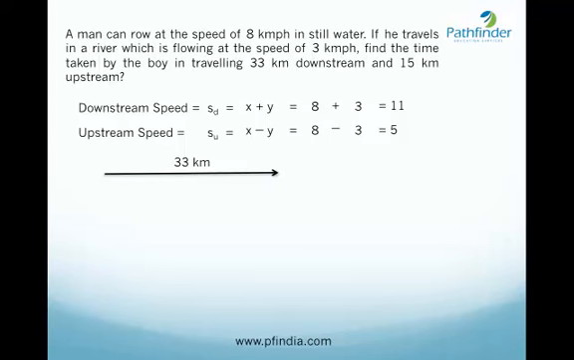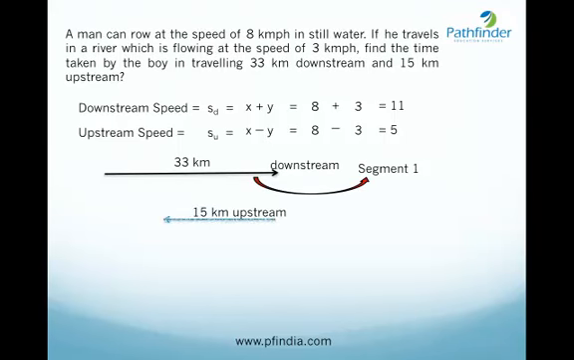Now again, the boy travels 33 kilometers downstream, which is represented as segment 1. Similarly, this boy travels 15 kilometers upstream, which will be represented as segment 2. So again, we go back to our concept that we learned in the previous session. The total time will be equal to the time traveled in two different segments. In this case, the two different segments are the downstream segment and the upstream segment. So the time required is TD, the time in the downstream segment, plus TU, the time required in the upstream segment.